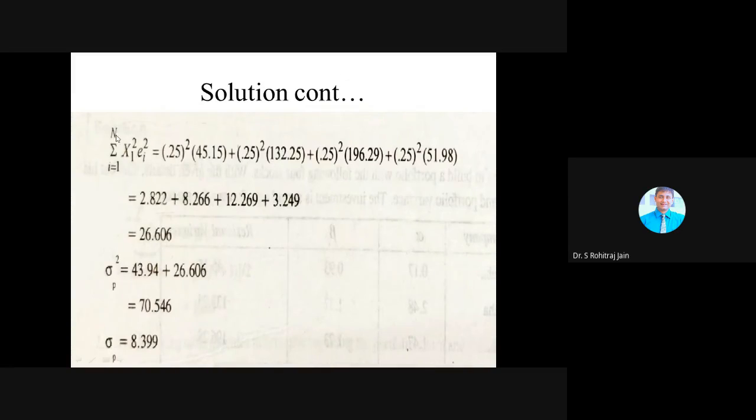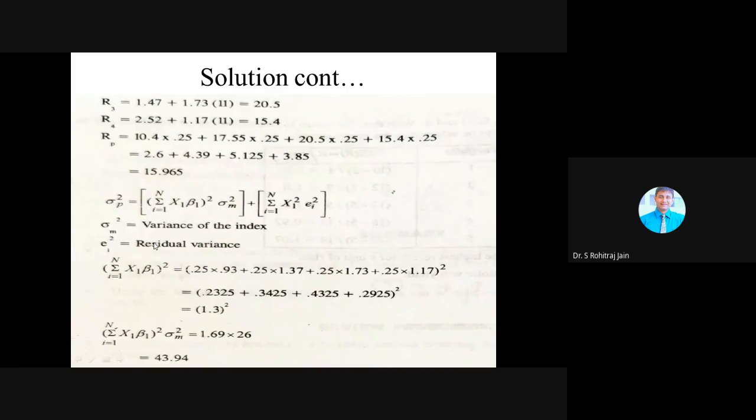So summation of i equal to 1 to n, xi square into ei square. Ei square is what? The residual variance. So 0.25 square into 45.15 is 2.822. 0.25 square into 132.25 is 8.266. 0.25 square into 196.29 is 12.269. 0.25 square into 51.98 is 3.249. So I got the second part of the formula, that is 26.606. Correct? This part.